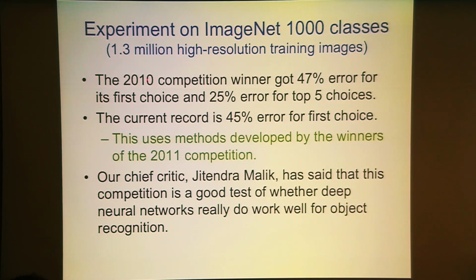The winner of the 2010 competition got 47% error in their top choice and 25% error in the top 5 choices. Since then, there's been another competition where the test set isn't public. The people who won the next competition went back to this competition and showed their new method gets 45% error on this competition for the first choice. So that's the state of the art for this data, these 1.3 million training images for 1,000 classes. And we know that if we can beat that state of the art, Jitendra Malik will be impressed, which is important.